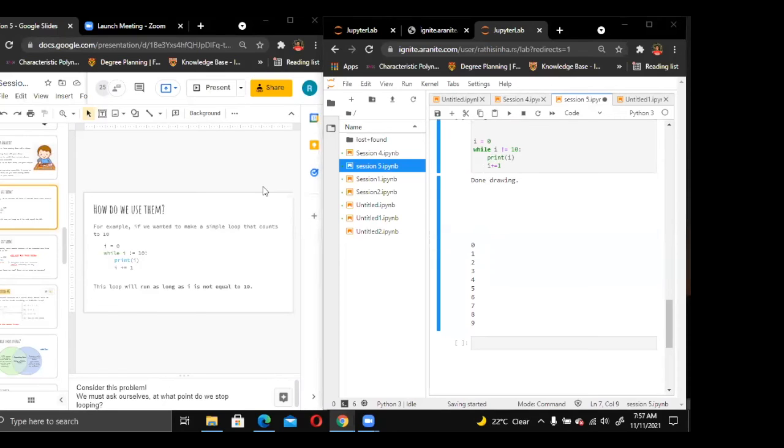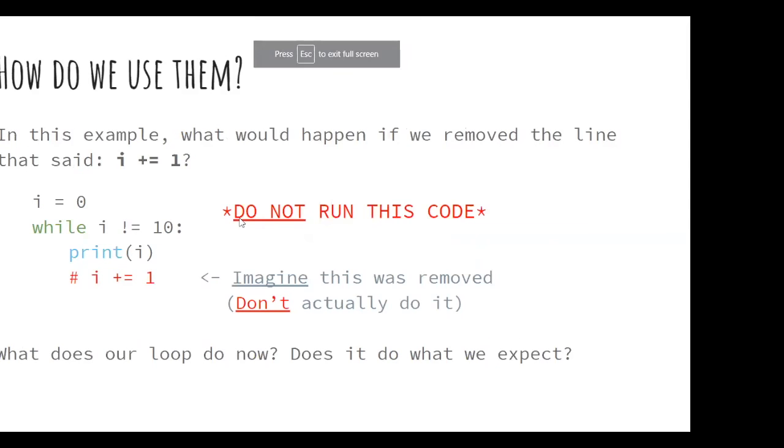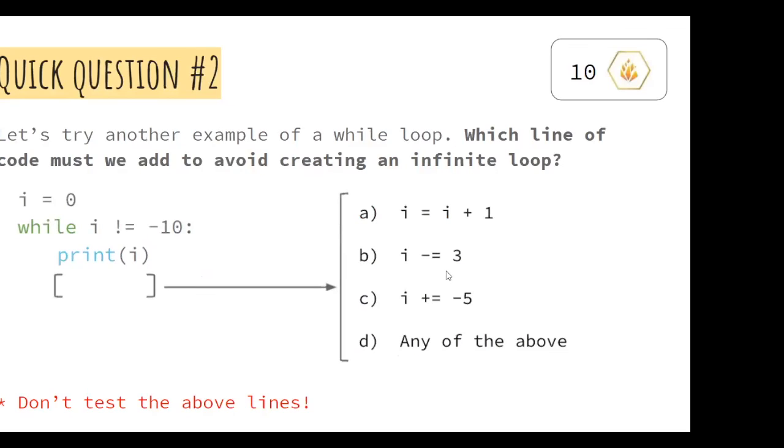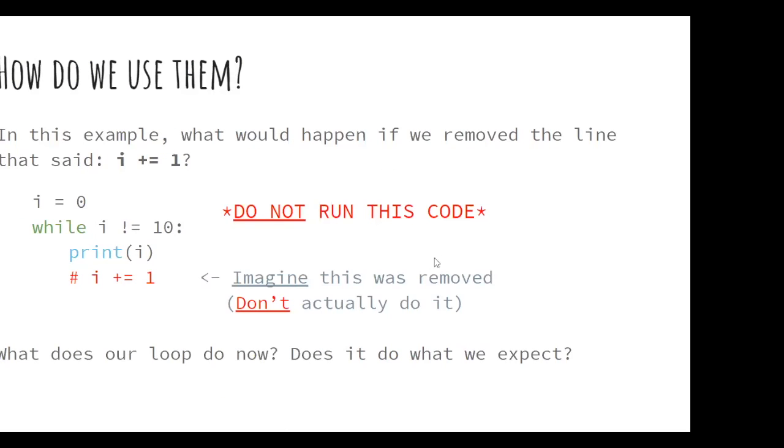All right. So now let's move on and see, in this example, what would happen if we remove the line that says i += 1? So i is equal to 0, while i is not equal to 10, print i. So imagine this was removed, okay? So what does our loop do now? Are we going to get what we actually expect? That's the quick question for you guys. You should try it out.